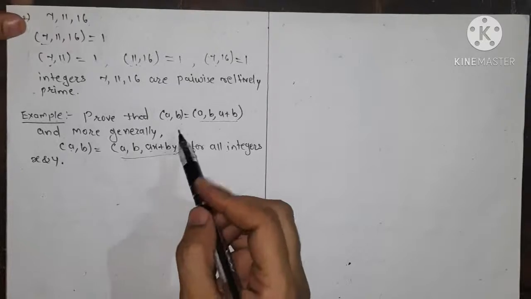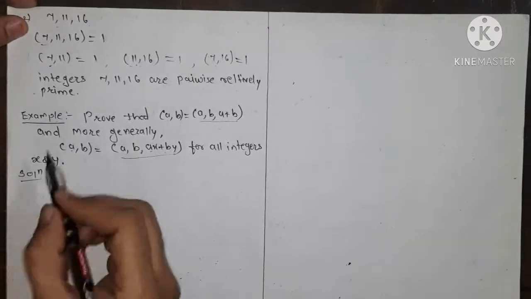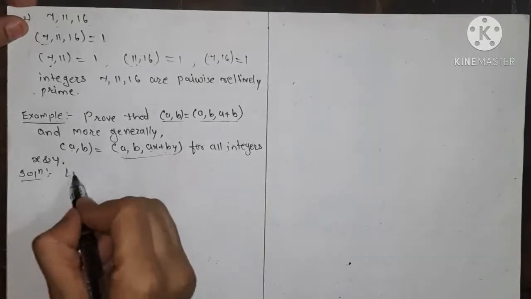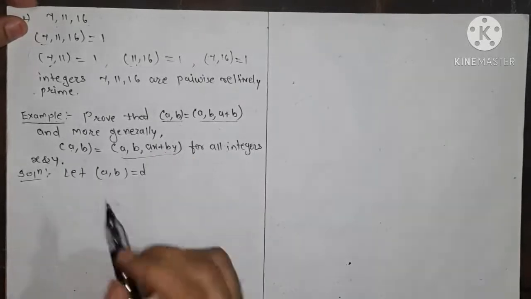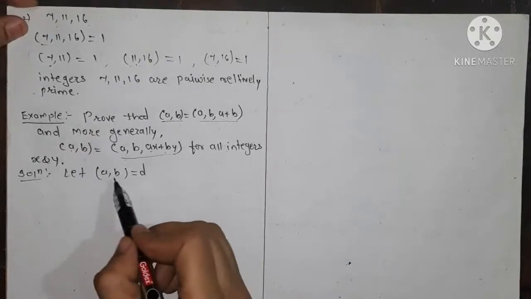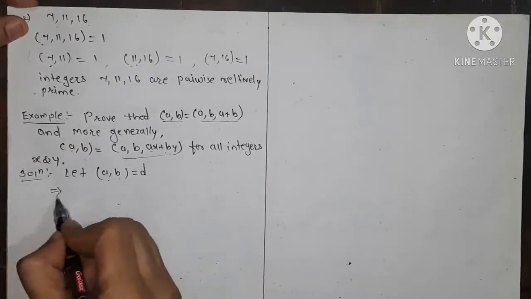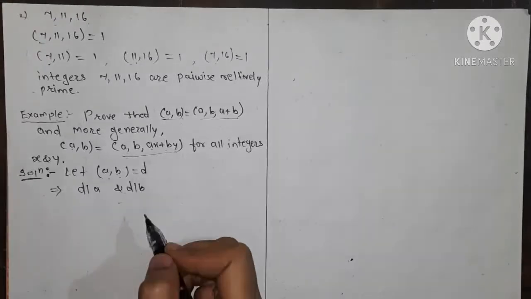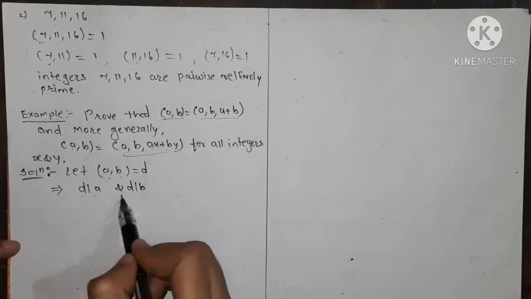So we prove this, or we write the solution of this example, as follows. Let the GCD of a, b equal d. Now as d is the GCD of a, b, this implies d divides a and d divides b.